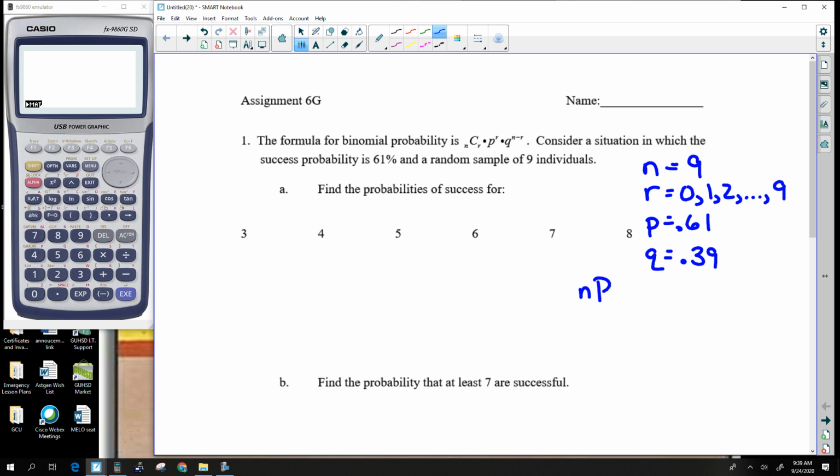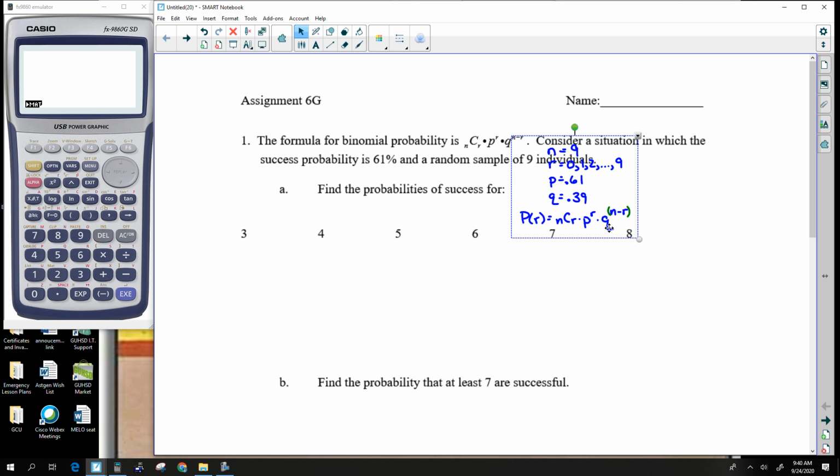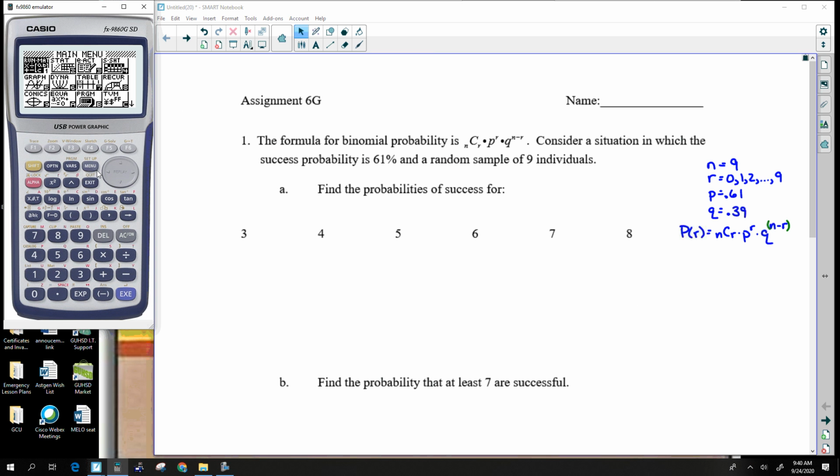The formula that I'm using is the probability of a certain number of successes is NCR, P to the R, Q to the N minus R. I have to put that in my own parentheses, but that is what I'm doing. So I am going to go ahead and put these into my calculator and start figuring out some of these answers. Again, this is not a complete list.